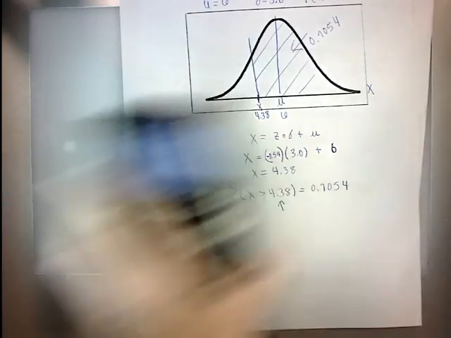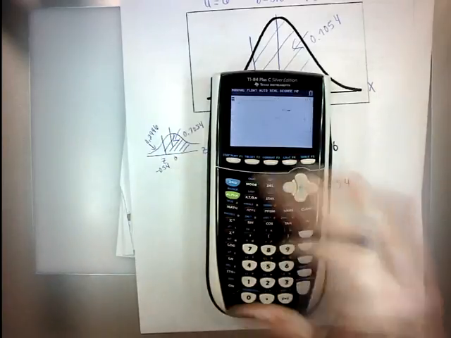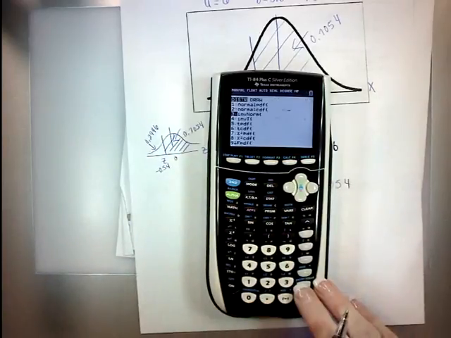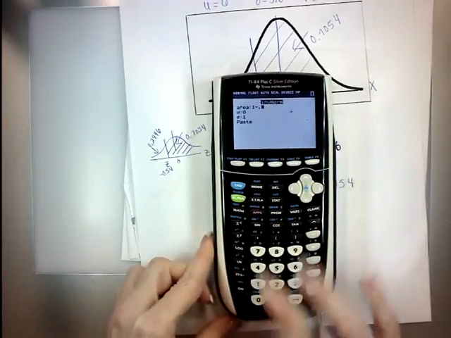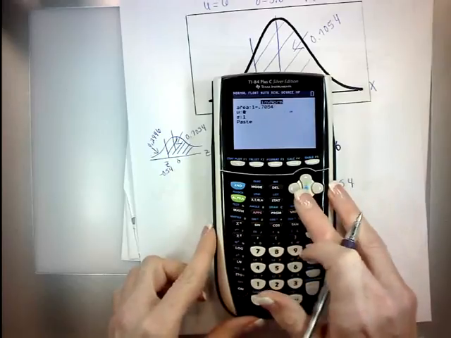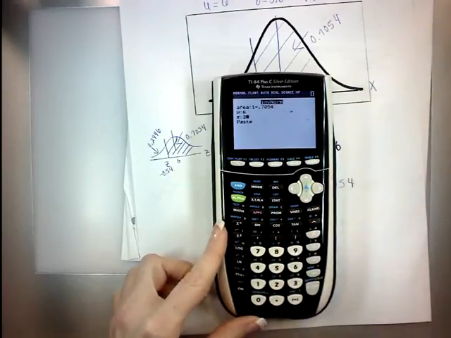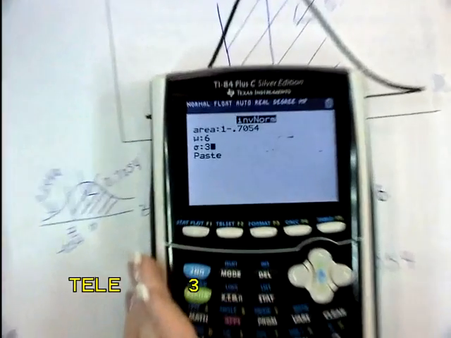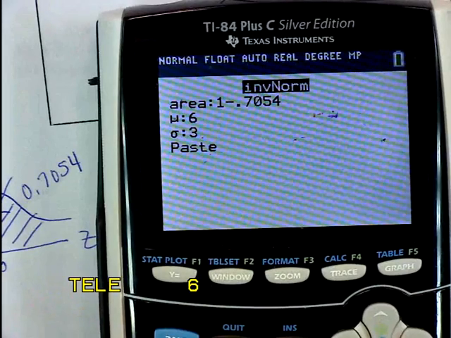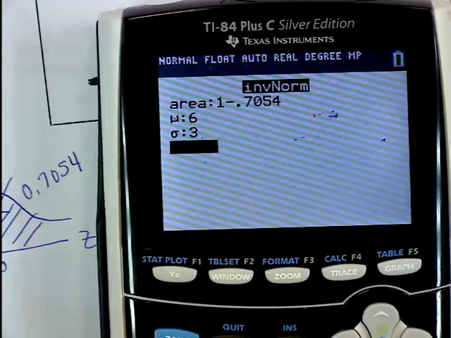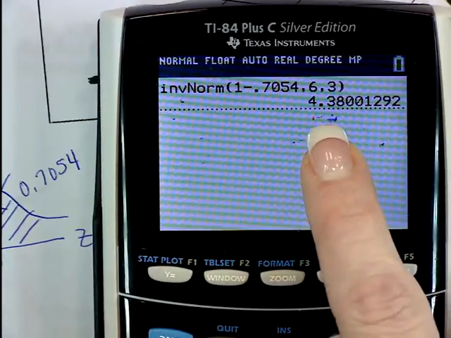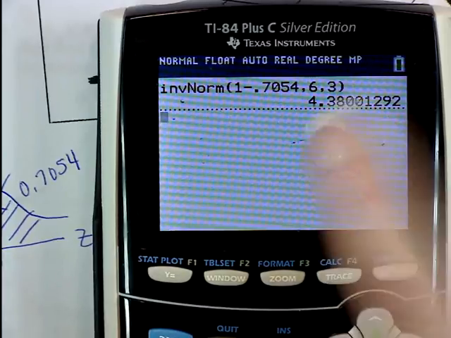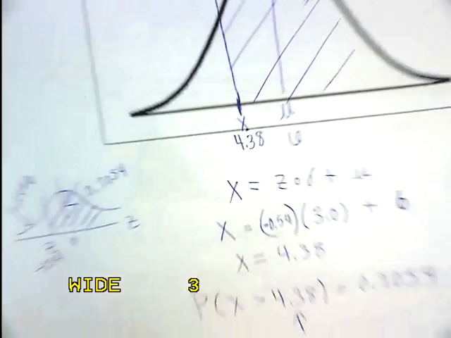On the calculator, you will have to invert the norm. The area below the unknown x is 1 minus 0.7054. The mean is 6 and the standard deviation is 3. And this is in x. We never have to go to z. Paste and enter. 4.38 is that x value. And it's the same as with the formula, the cutoff formula.